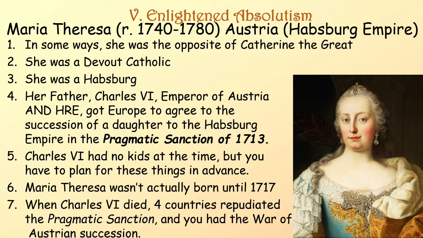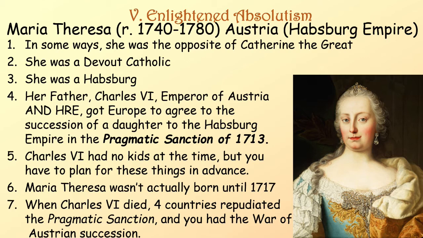Well, that brings us to our next enlightened absolutist monarch, Maria Theresa, who ruled from 1740 to 1780. She ruled Austria in the Habsburg Empire. She was a Habsburg. In some ways, Maria Theresa was the opposite of Catherine the Great. She was a devout Catholic. Her father, Charles VI, was Emperor of Austria and the Holy Roman Empire.